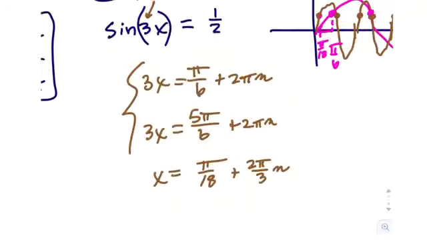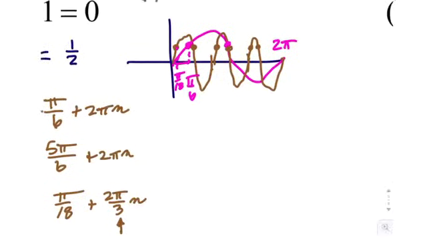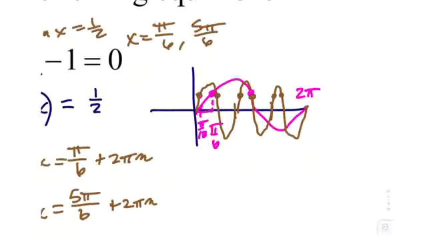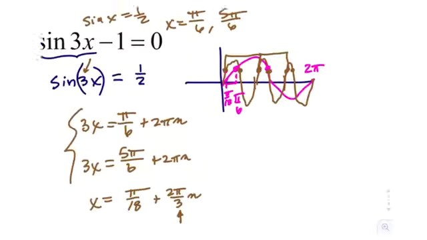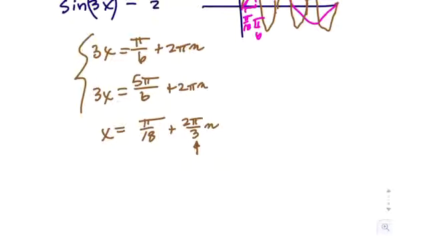Guess what the new period is going to be of sine of 3x? Remember how we find the period? It's 2 pi over b. Guess what's 2 pi divided by 3? 2 pi/3. So basically what that means then is once you have pi/18, all you have to do to get the next one is add 2 pi/3. See that? And then all you have to do to get the next one is add another 2 pi/3. That make sense? Okay?